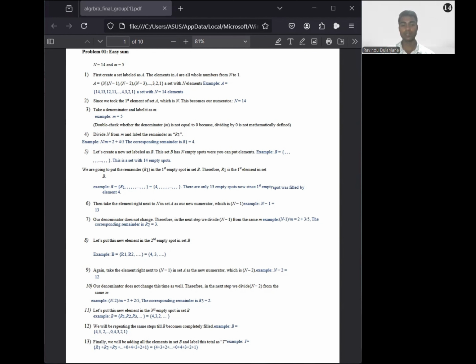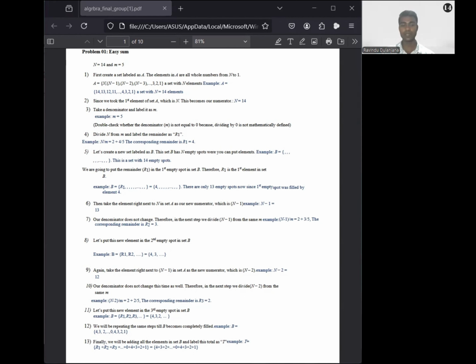Step 2. Take the first element of A, which is n. This will be your numerator. Now, divide this numerator by the given denominator, m. Let's say m equals 5. For 14 divided by 5, the remainder is 4. Label this remainder as R1.